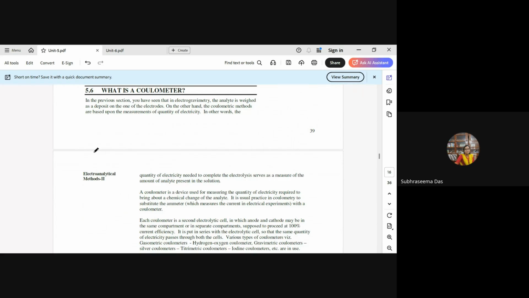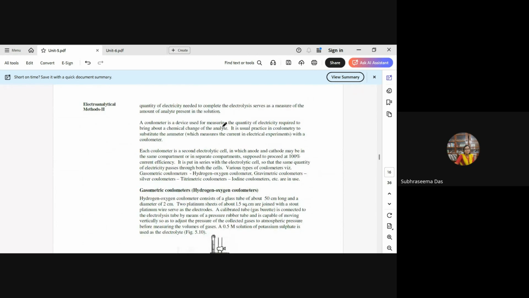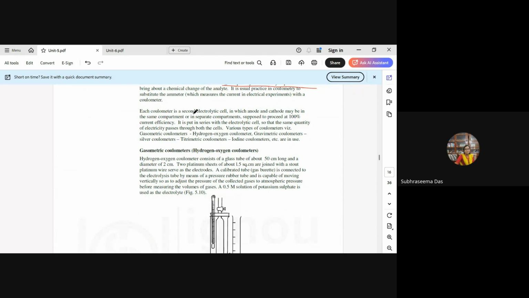Then coming to what is a coulometer. A coulometer is a device that is used for measuring the quantity of electricity that is required to bring about a chemical change of the analyte. It is usual practice in coulometry to substitute the ammeter with a coulometer. Each coulometer is a second electrolytic cell in which the anode and cathode may be used in the same compartment or in separate compartments, supposed to proceed at 100% current efficiency.